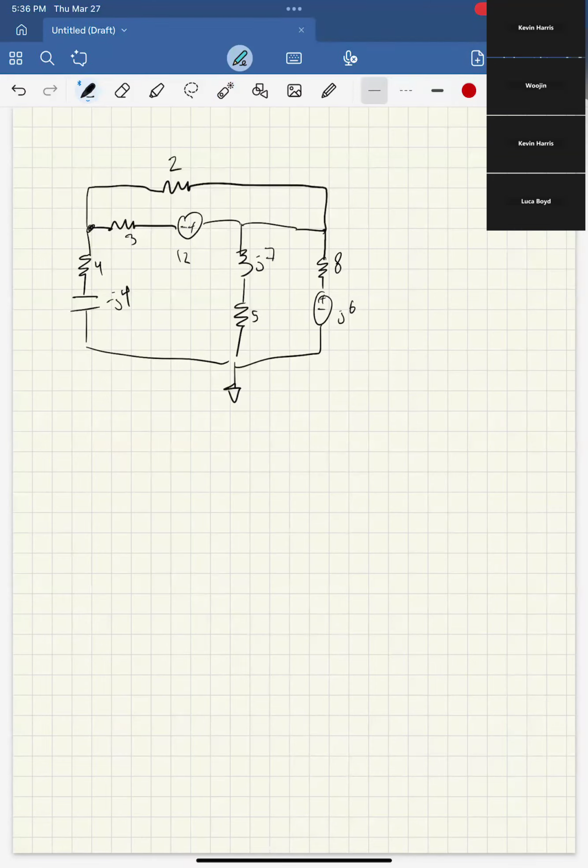Okay, quick thing with this question. You see here that the voltage is given as j6. So you can just write it like that when you're doing the math. But it's good to think about what this means in terms of phasors.